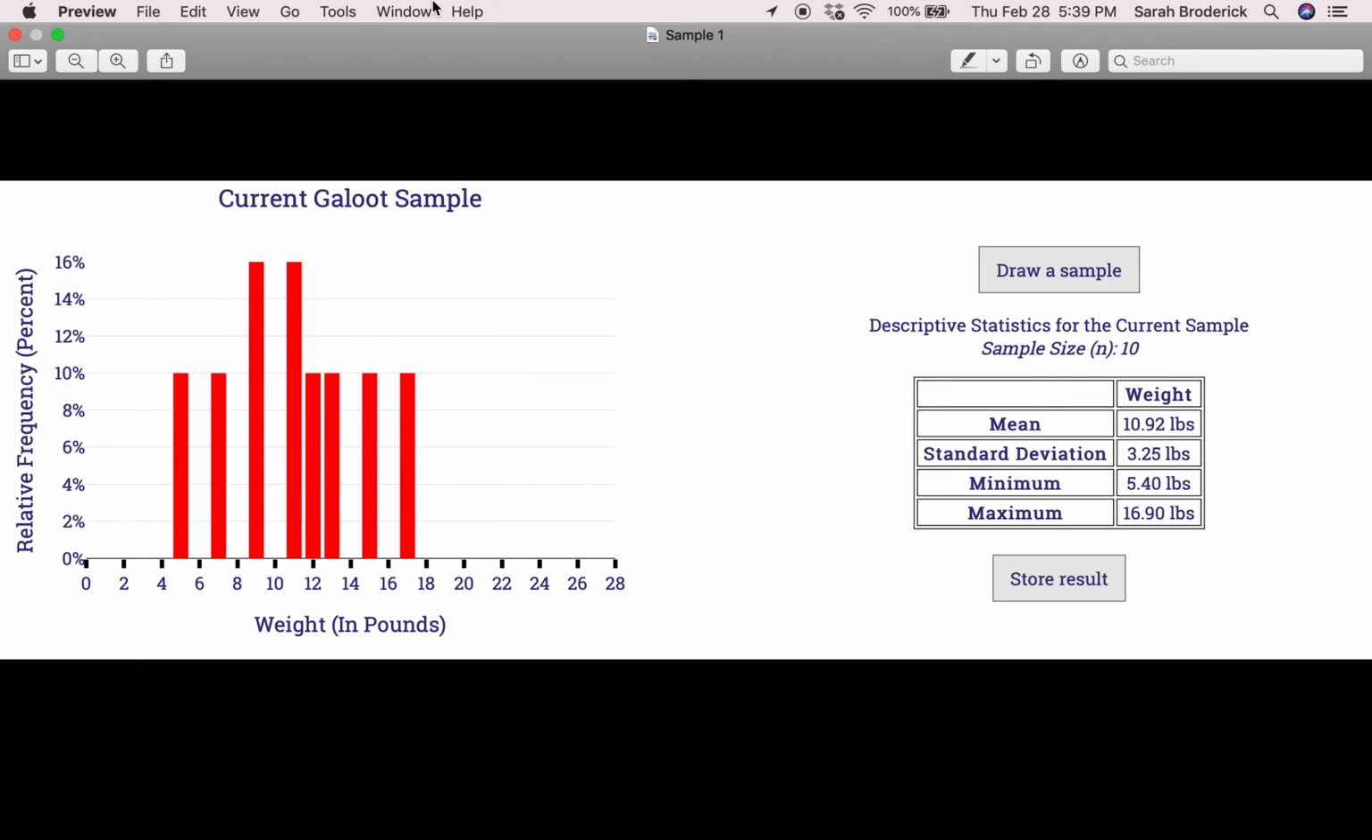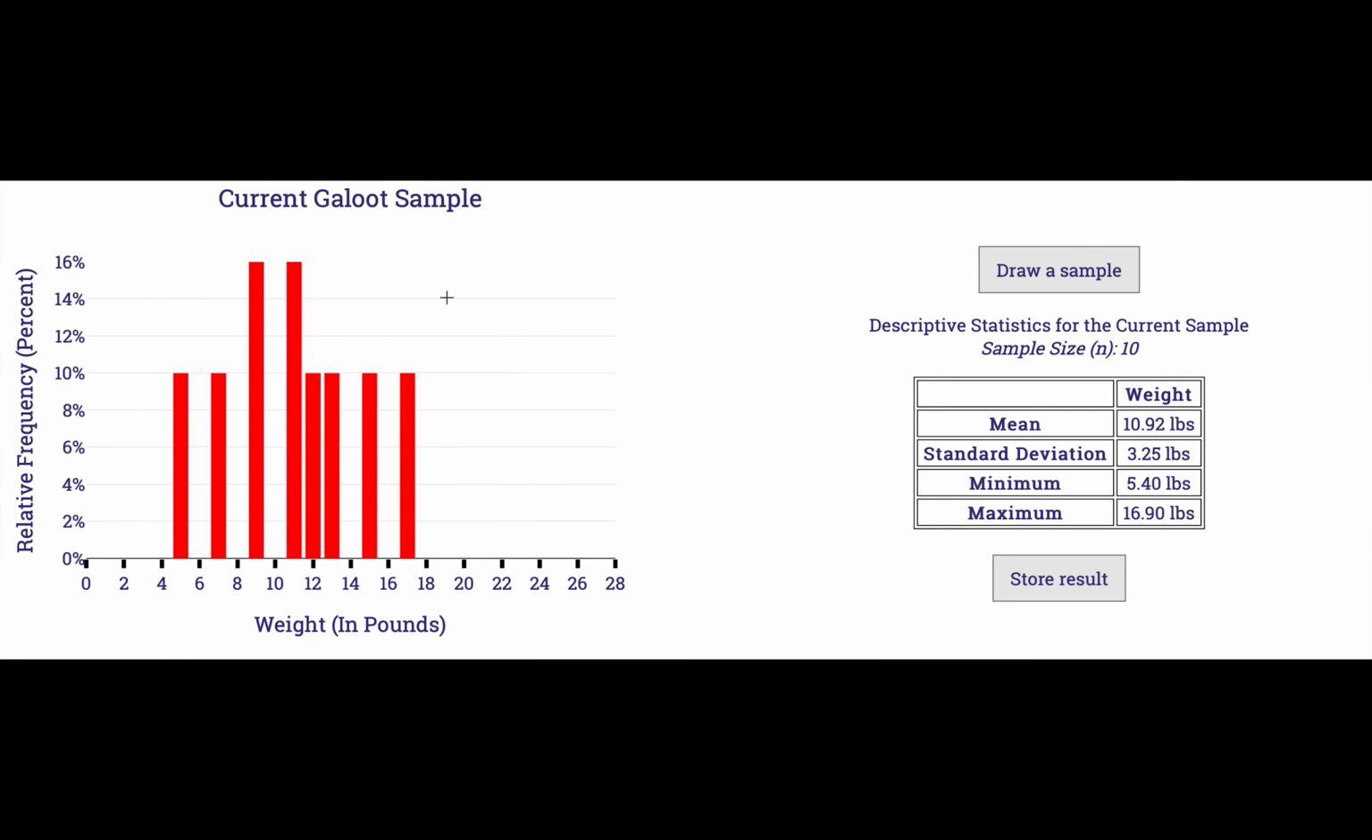Hello, this is my Module 6 discussion post, and I will be reviewing the three samples that I drew from the GLUTE study, and I will be focusing on the impact of sample size within these samples of GLUTEs.